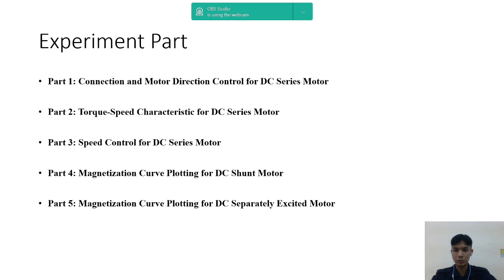Okay, there are 5 parts of experiment. Part 1, connection and motor direction of control for DC series motor. Part 2, torque speed characteristic for DC series motor. Part 3, speed control for DC series motor. Part 4, magnetization curve plotting for DC shunt motor. Part 5, magnetization curve plotting for DC separately excited motor.